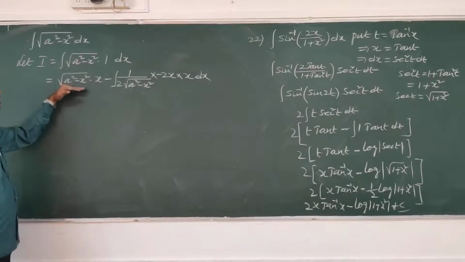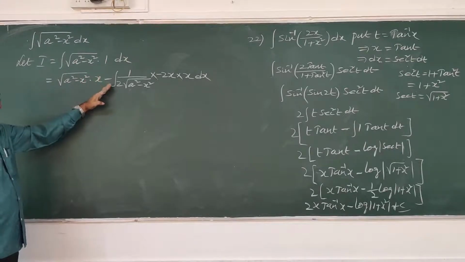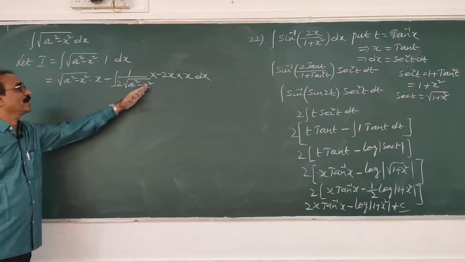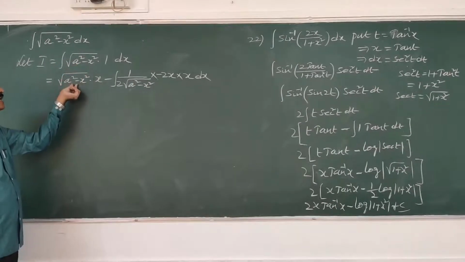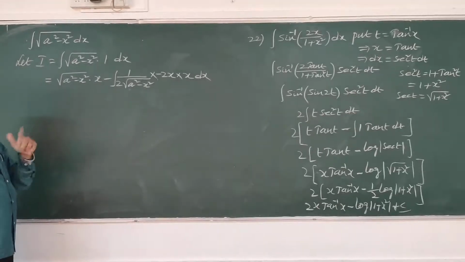First function is root of a square minus x square, second function is integral 1, that is x. What is the derivative of root x? 1 by 2 root x. We have considered this as x, but this is not x. Therefore, again you have to do it in derivative.